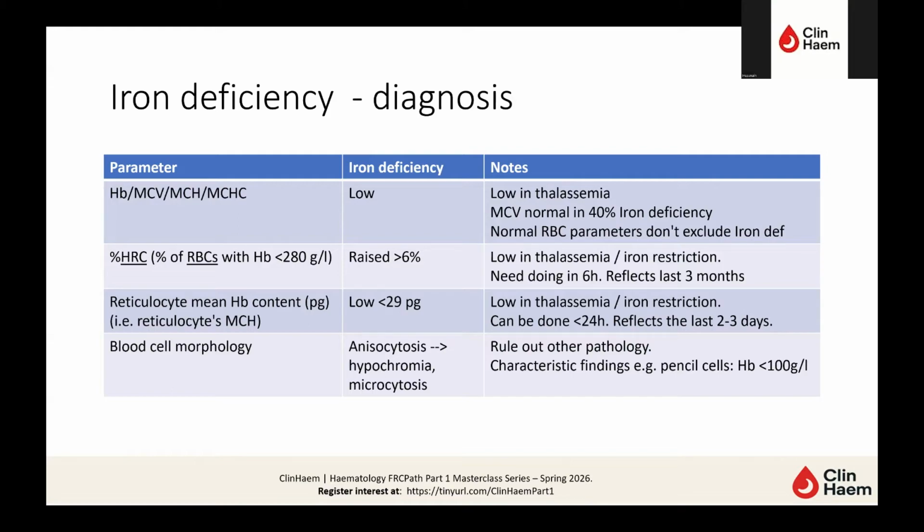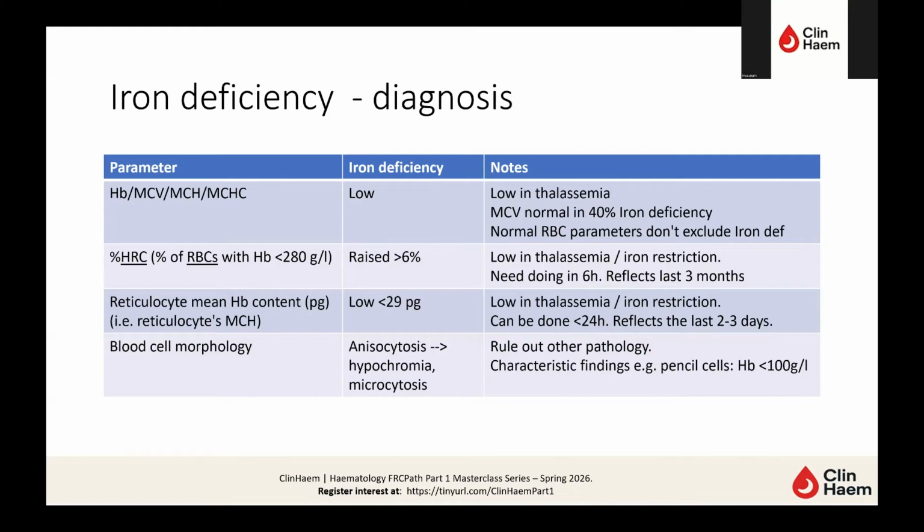The other thing that's been developed is checking the hemoglobin content in the reticulocytes, which are, as you know, the fresh red cells, young red cells. So this is basically the reticulocyte mean corpuscular hemoglobin, and if it's less than 29 picogram, that again suggests iron deficiency or iron restriction. The same problem with thalassemia, of course, because of low hemoglobin, they will have that as well. This can be done up to 12 hours after the sample is taken. This actually reflects the last 2 to 3 days of how things have been going, for the obvious reason that you're just checking reticulocytes.